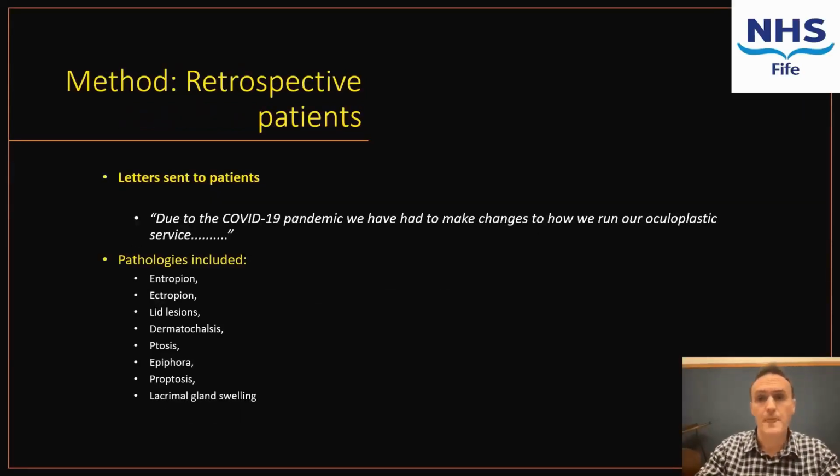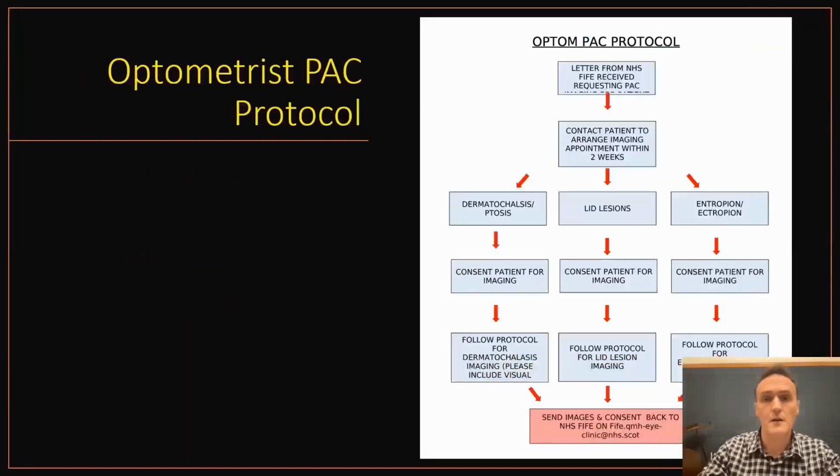So, first of all, looking at the retrospective patients, letters were sent out to all the patients detailing that due to the COVID-19 pandemic, we have had to make changes to how we run the service, and identifying why they were to go and get a photograph done. All pathologies were included, including entropion, ectropion, lid lesions, dermatochalasis, ptosis, epiphora, proptosis, and any other orbital pathology.